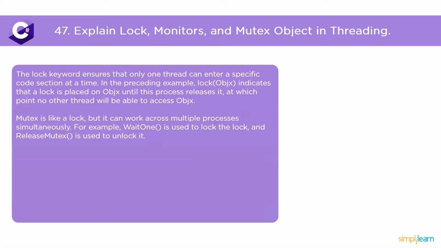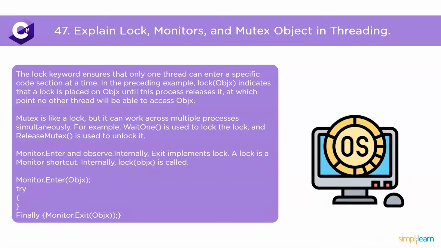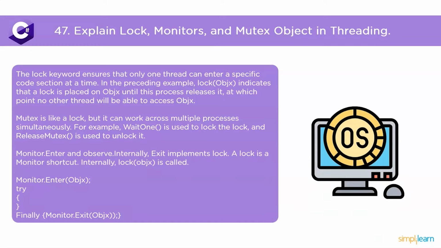Mutex is like lock, but it can work across multiple processes simultaneously. For example, WaitOne method is used to lock the mutex, and ReleaseMutex is used to unlock it. On the other hand, mutex is slower than lock because it takes time to acquire and release it. Monitor.Enter and Monitor.Exit internally implement a lock; lock is a monitor shortcut, and internally lock objx is called. You can see an example right on my screen.